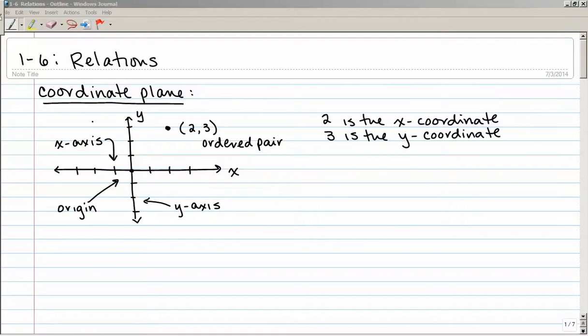And anywhere on the coordinate plane I can list an ordered pair. And so right here I have the ordered pair 2, 3. Because the x-coordinate is 2, I've gone 2 units in the positive direction on the x-axis. That's where I get this 2 from. And then I've gone up 3 units in the positive direction on the y-axis. 2 is the x-coordinate and 3 is the y-coordinate, and together we call them an ordered pair.